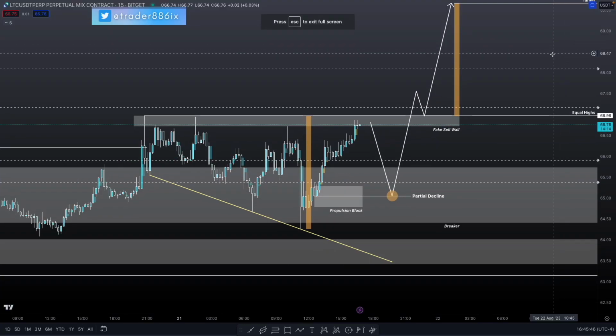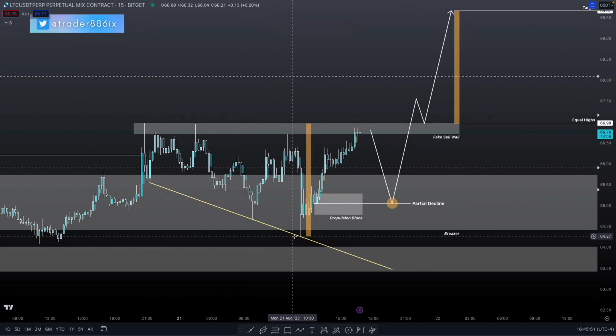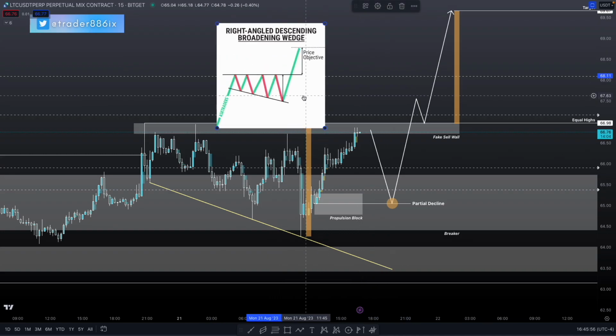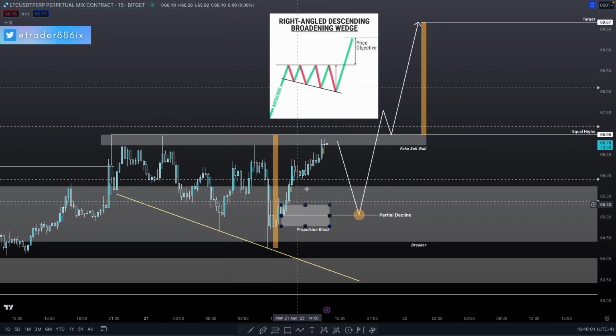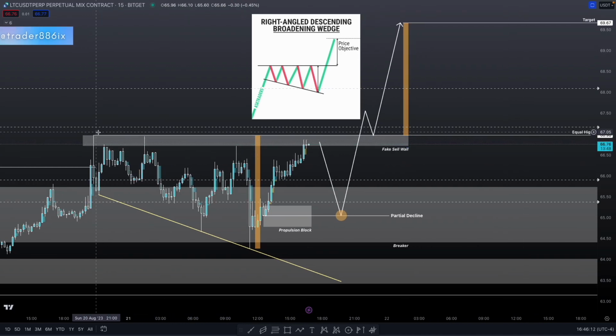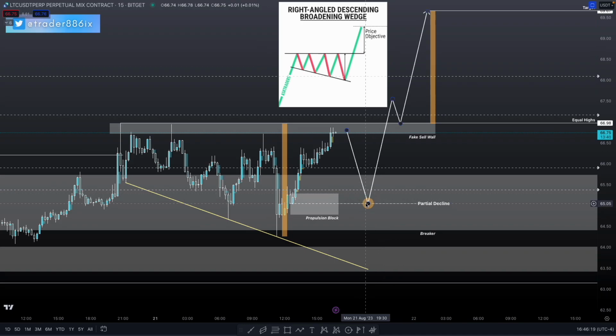So if you look at Litecoin, from this pivot to here, these are all intact. When you look at the drawing of a right-angled descending broadening wedge, it's this partial decline that would make it valid. So we're going up against the neckline. If for whatever reason it fails to take the equal highs, which are waiting between here and here, and it forms a third equal high here, then I would be adding to the long if I see a partial decline.